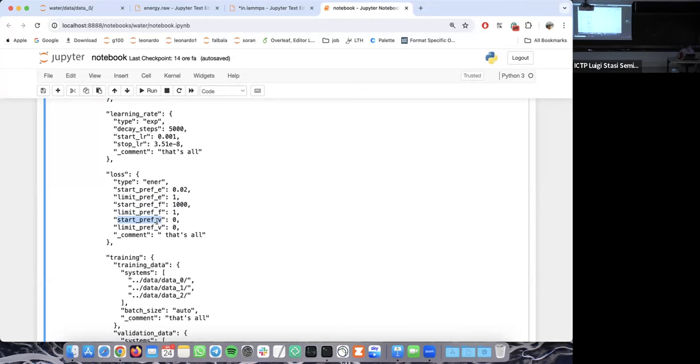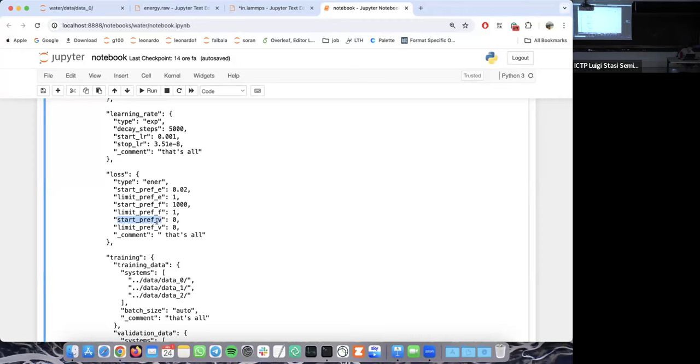So for your viscosity work, obviously you needed this. No. But actually the off-diagonal elements of the pressure tensor converge as quickly as the forces. Yeah. So I also tried to train only on the off-diagonal elements, but I haven't found any differences.